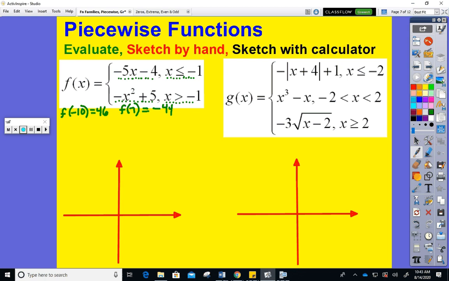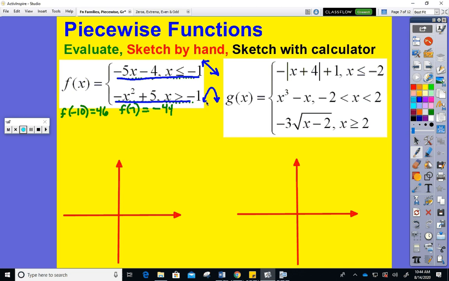Now you can plot thousands of points and get a graph of a piecewise function, but let's be better than that. All right? So I make myself some hieroglyphics when I do this. I know that the first piece of the graph is a line and it has a negative slope. So I know I need a piece of my graph that looks like that. Now I know the second piece of my function is an upside down parabola. So I need a piece of that parabola on my graph.